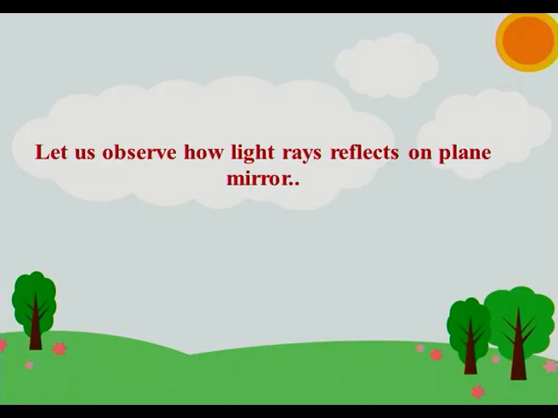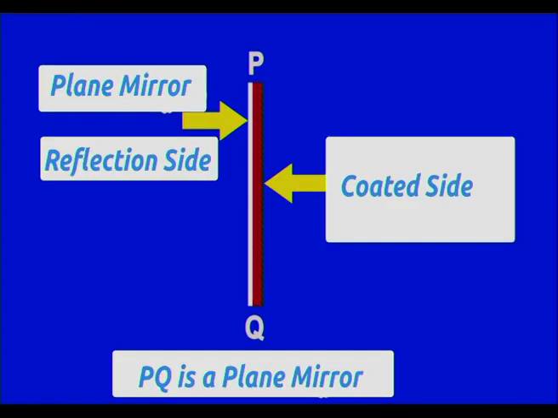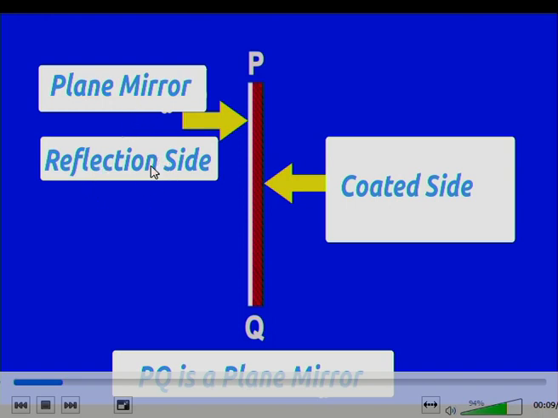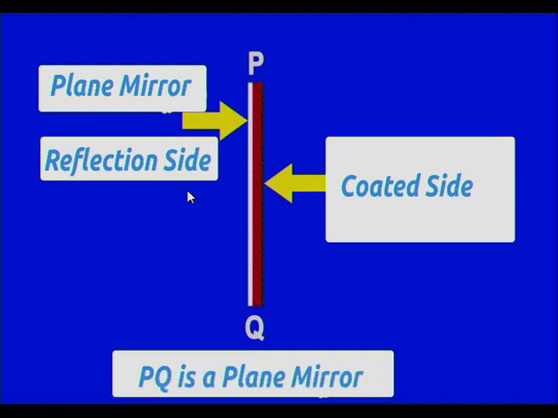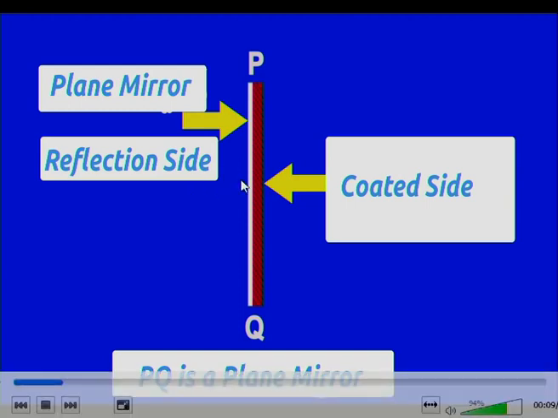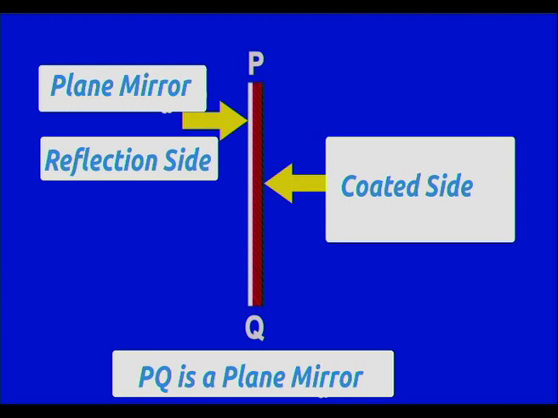Let us observe how light rays reflect on a plane mirror. Reflection on a plane mirror. Here, see, PQ is a plane mirror. This side is the reflection side and this side is the coated side. As you know, a mirror has two sides. One side is coated with metal amalgam.